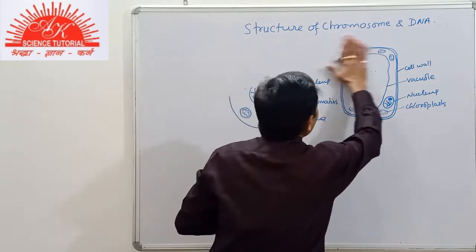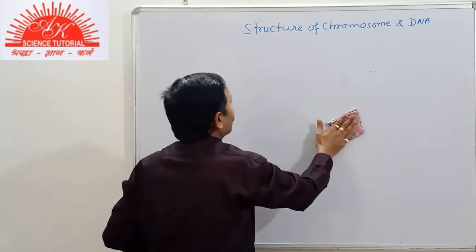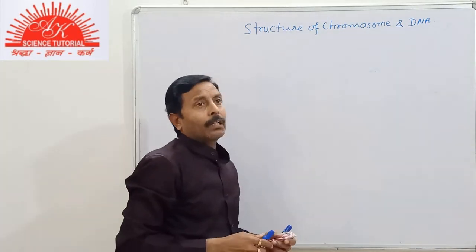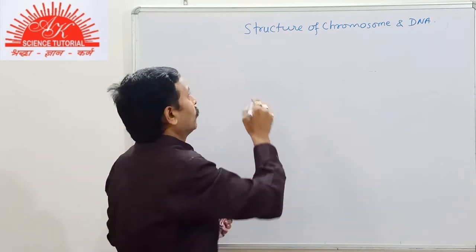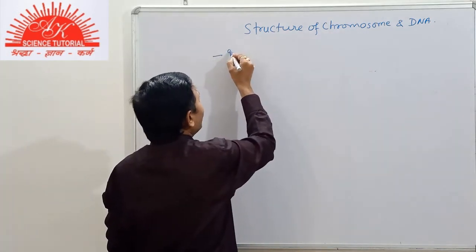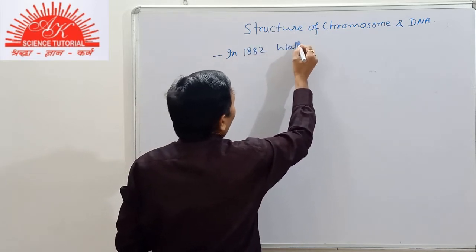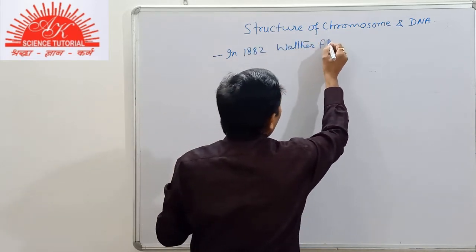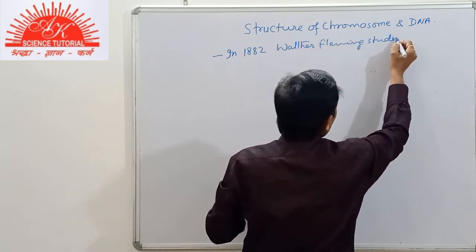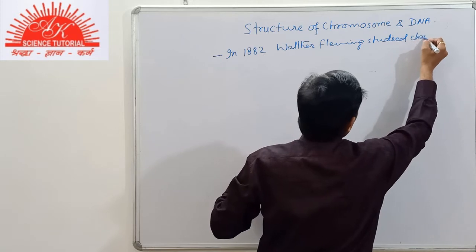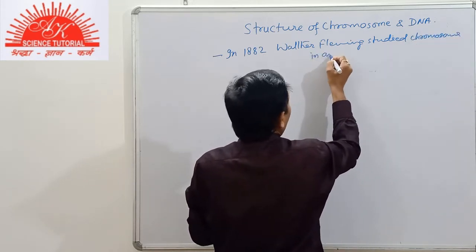Now, chromosomes in animal cell, it was Walter Fleming who studied chromosome. So in 1882, Walter Fleming studied chromosome in animal cell.